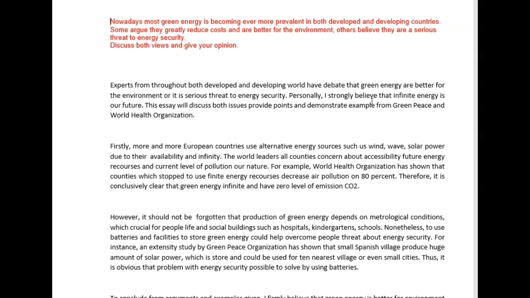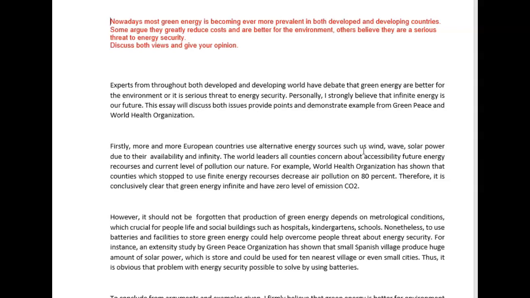All right, so firstly, more and more European countries use alternative energy sources such as, not us, such as wind, wave, solar power due to their availability and infinity. That's not the word you want, not infinity. And the fact that they are renewable, they can be replenished.